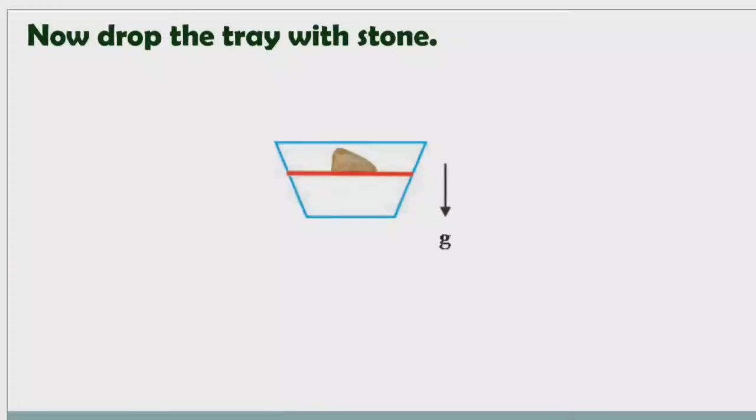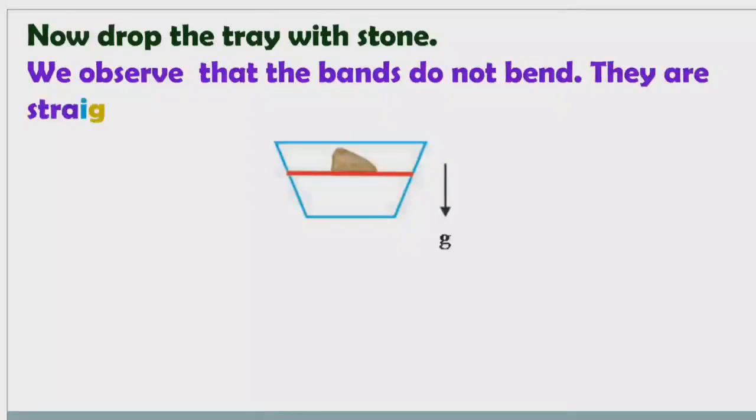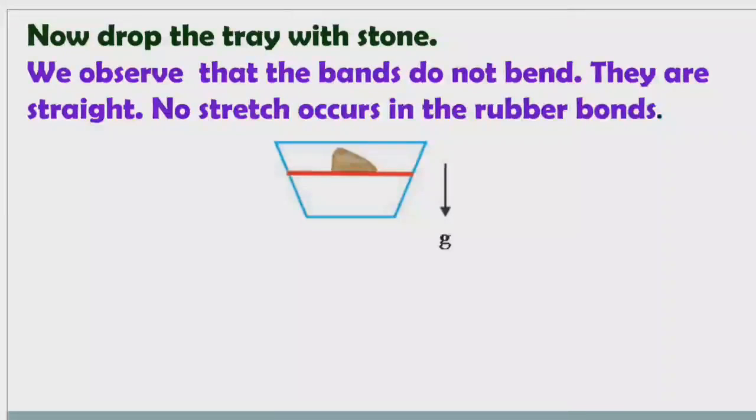Now drop the tray with the stone. Here the tray along with the stone is falling freely. We observe that the bands do not bend, they are straight. No stretch occurs in the rubber bands.